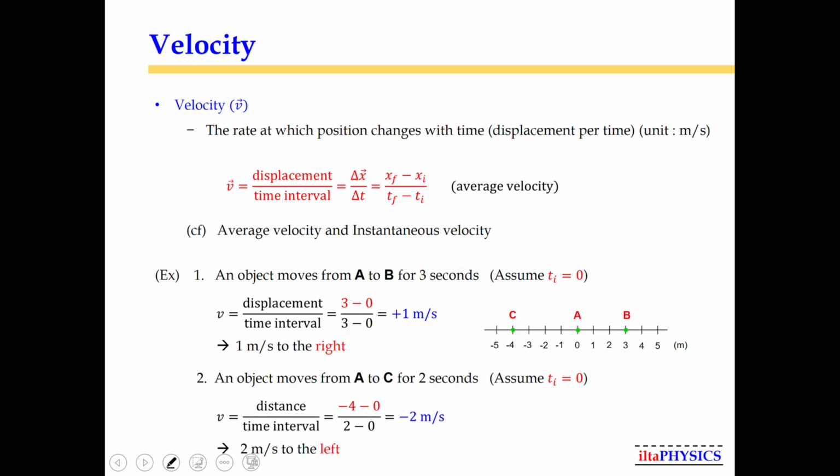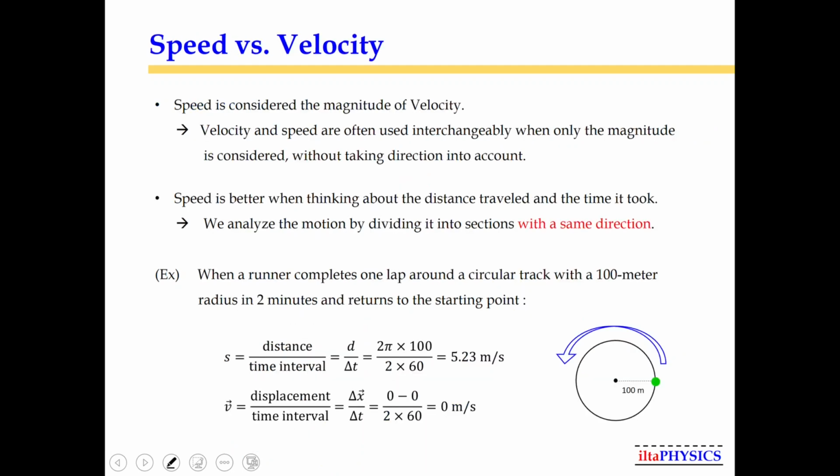Just a heads up. Since velocity is a vector, we always have to talk about both its magnitude and its direction. If it moves from A to C in 2 seconds, the displacement is minus 4 meters. So the velocity is minus 2 meters per second. That means the object moved to the left at 2 meters per second. Again, we can distinguish between average velocity and instantaneous velocity depending on the time interval we are looking at.